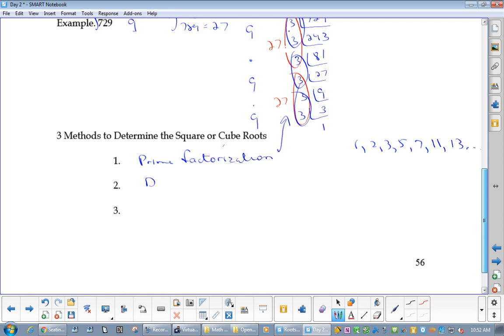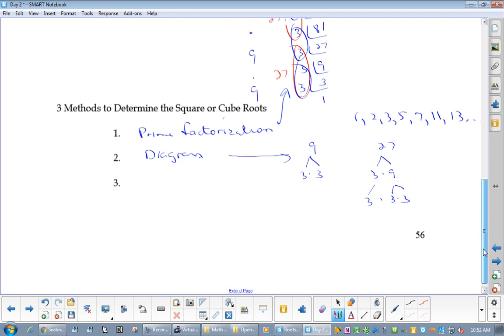Okay, a diagram. Now a diagram is when you have 9 and you go like this. That's 3 times 3. Now if you had 27, you would go 3 times 9, 3 times 3 times 3, right? That's your diagram. Your tree diagrams, they call them. And everybody's favorite, the calculator.